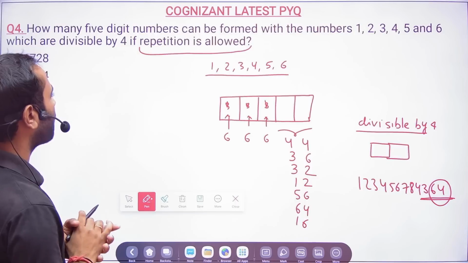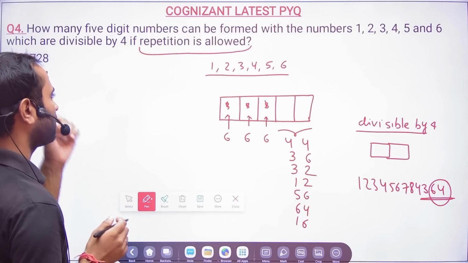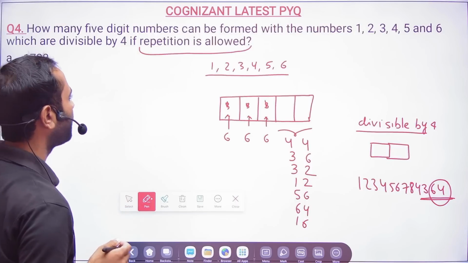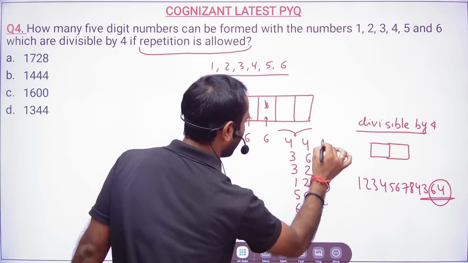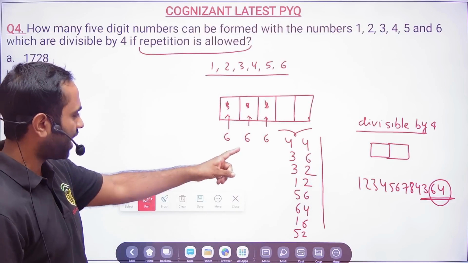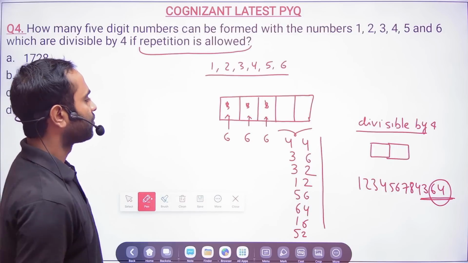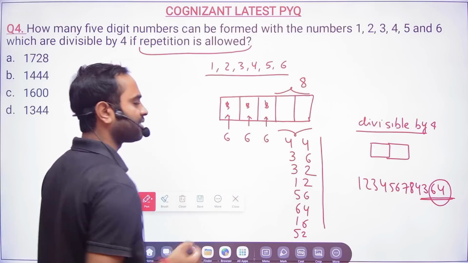46 will not be there, 42 will not be there. 56, right? Okay, fine. And then 52. So we have a total of 8 possible combinations here.